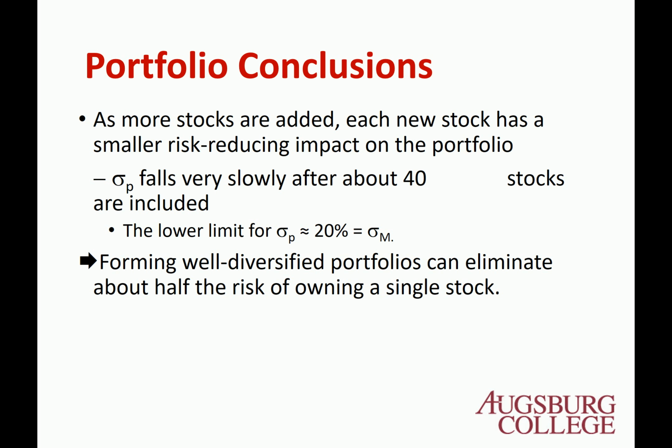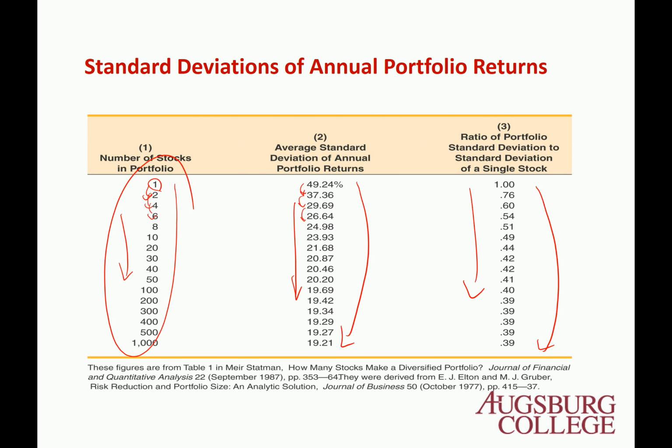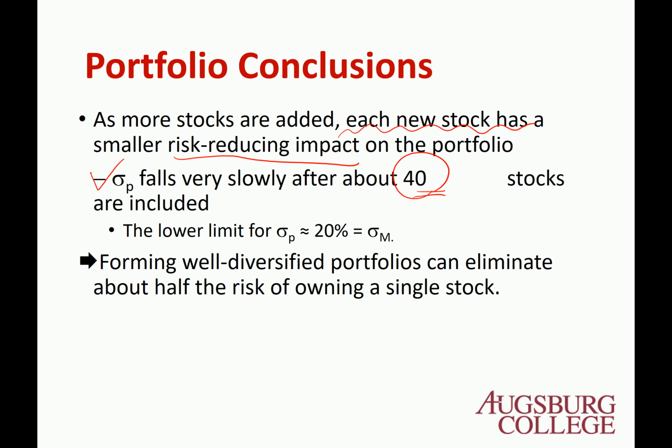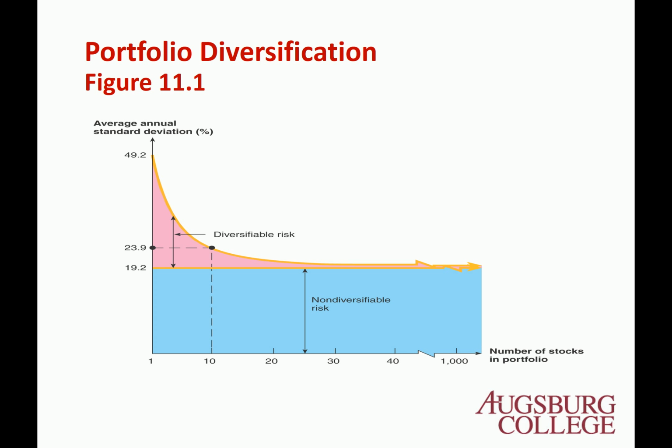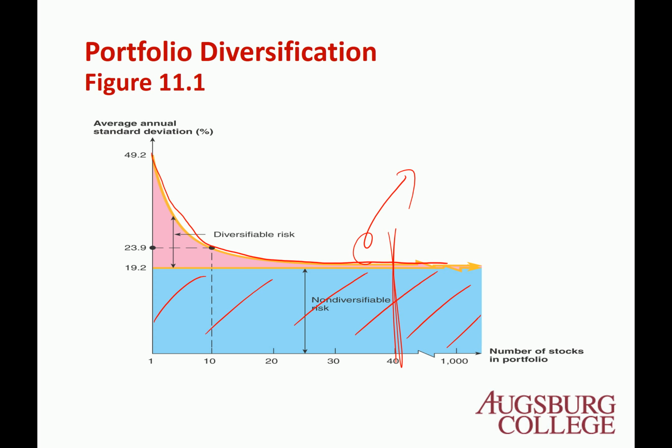So as more stocks are added, each new stock has a smaller risk, reducing its impact. And portfolio standard deviation falls very slowly after 40 stocks are included. So forming a well-diversified portfolio, see, compare. This is about 0.4, right? You can reduce more than half of the risk away, which is great. And this is a graphic, a convex curve, right? And this is actually the market risk. And if you add like 40 stocks, most diversifiable risks go away.